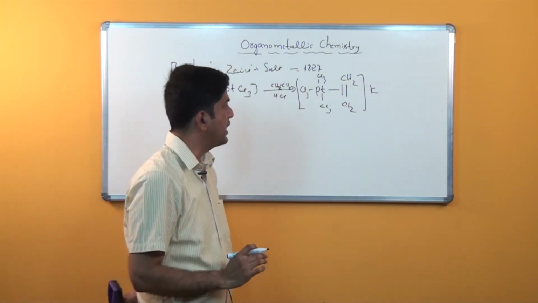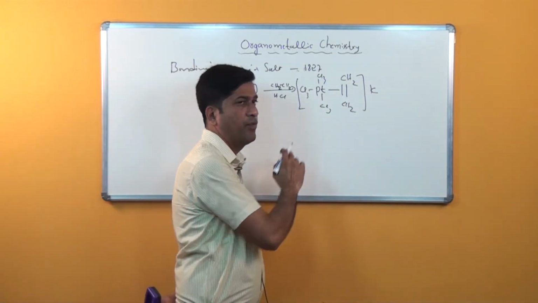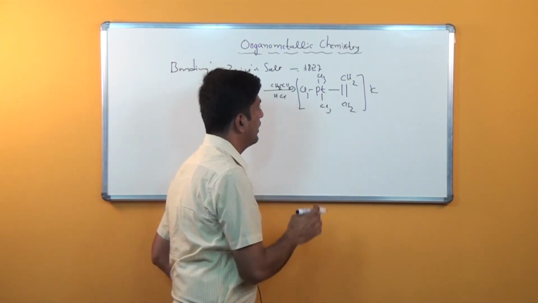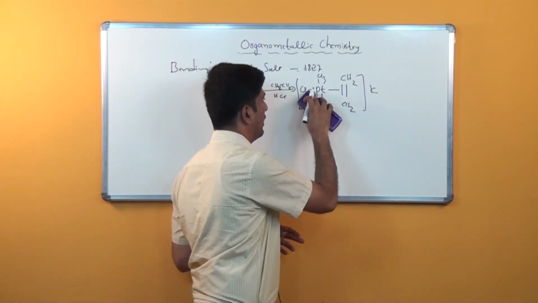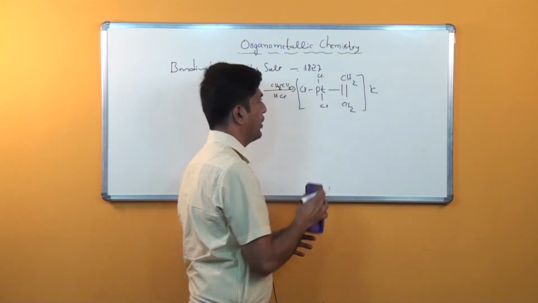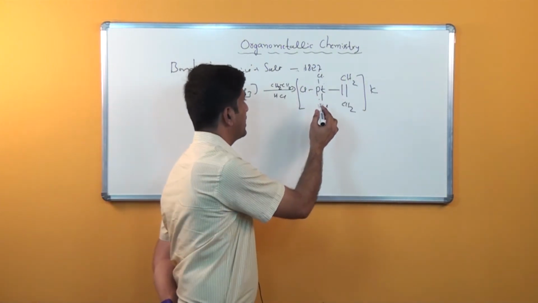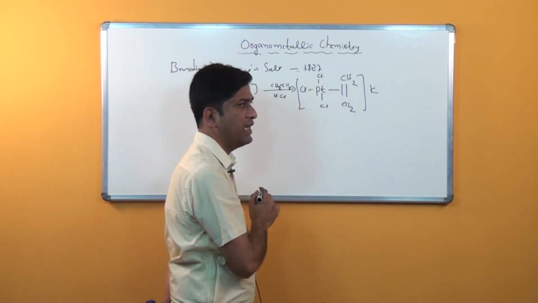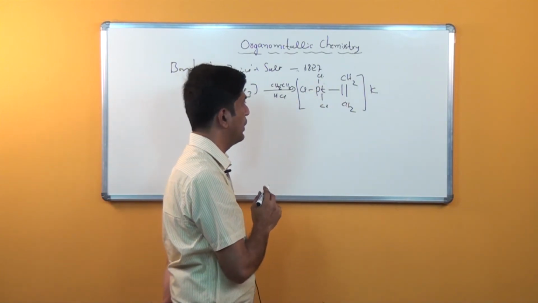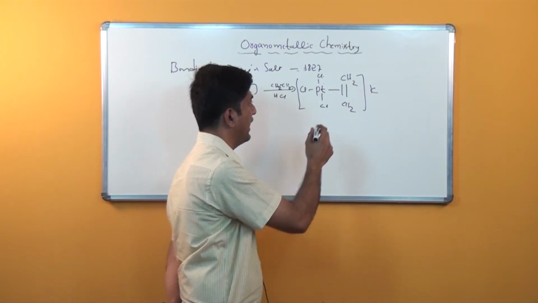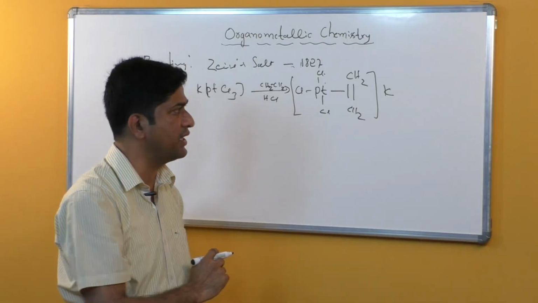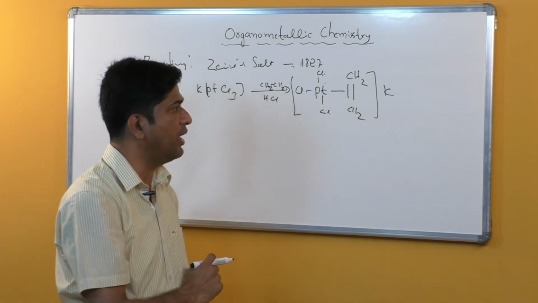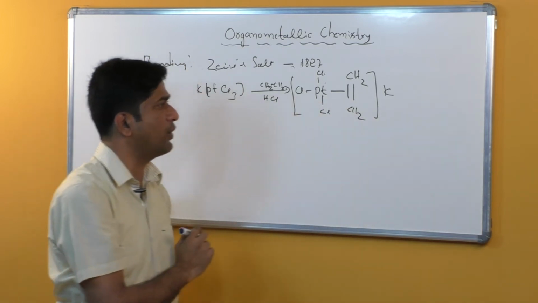In this compound, platinum is a 4-coordinated compound. In this 4-coordination compound, 3 coordinations come from 3 chloride ligands, and 1 coordination is given by 1 ethylene molecule. It's a salt, it's a potassium salt.